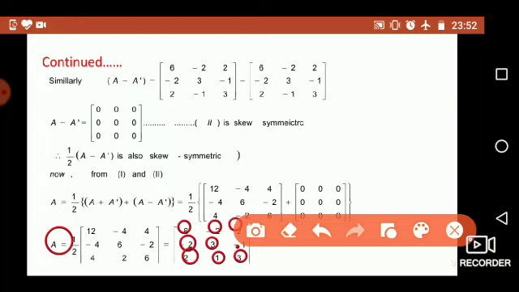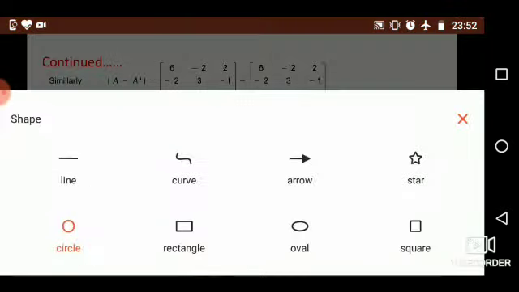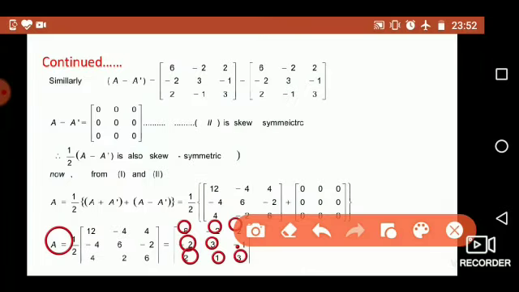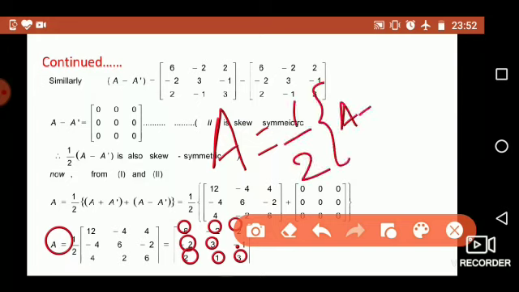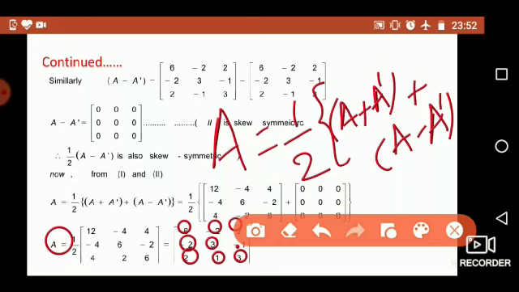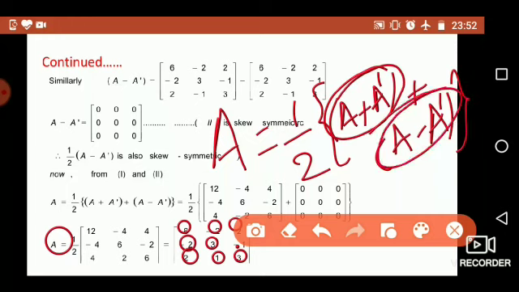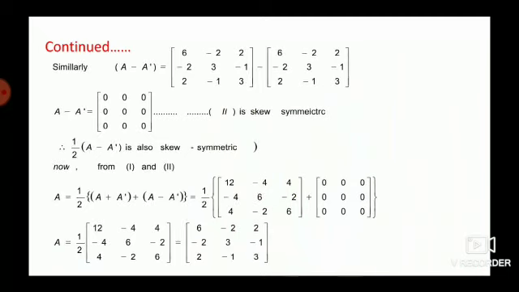Therefore, any matrix can be expressed as the algebraic sum of symmetric and skew symmetric matrix, that is 1 by 2 times the bracket A plus A dash plus A minus A dash. Therefore, A plus A dash is symmetric and A minus A dash is skew symmetric. The addition of these two matrices into 1 by 2 always gives the matrix A.